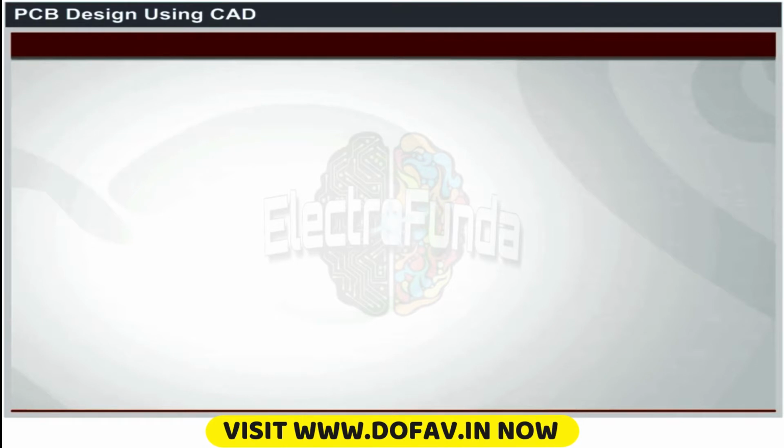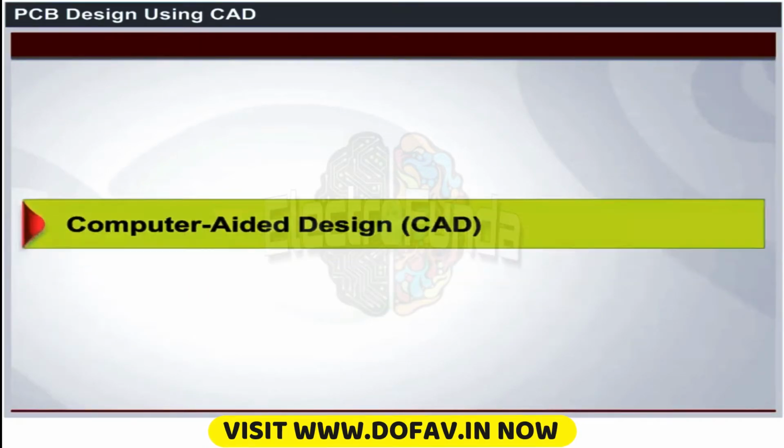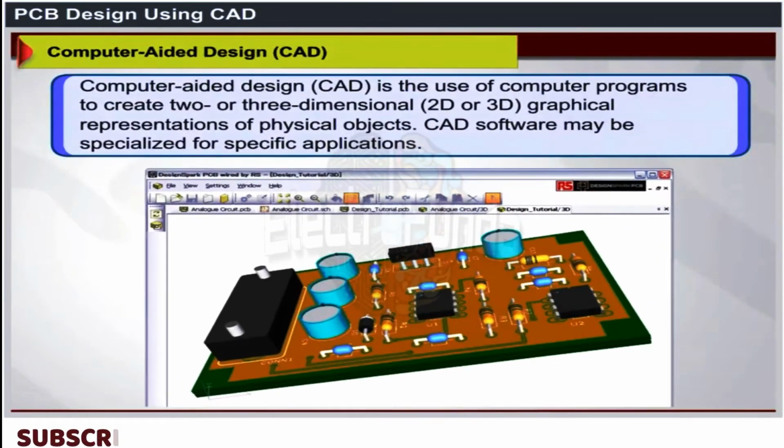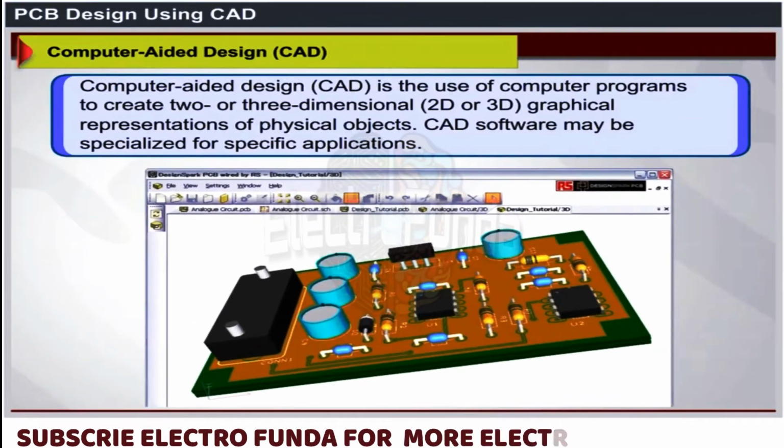PCB design using CAD. Computer-aided design, CAD, is the use of computer programs to create two- or three-dimensional (2D or 3D) graphical representations of physical objects. CAD software may be specialized for specific applications.